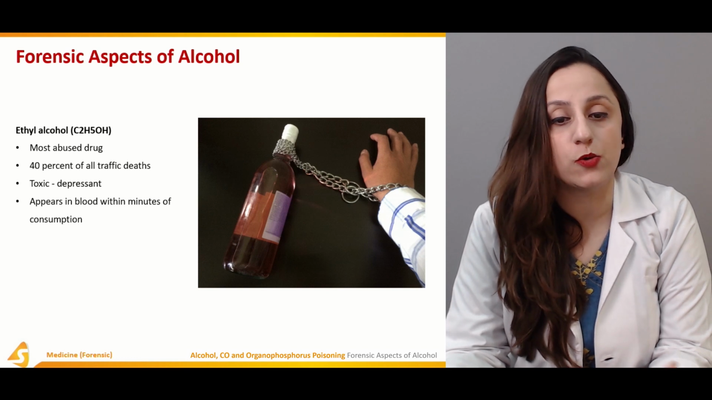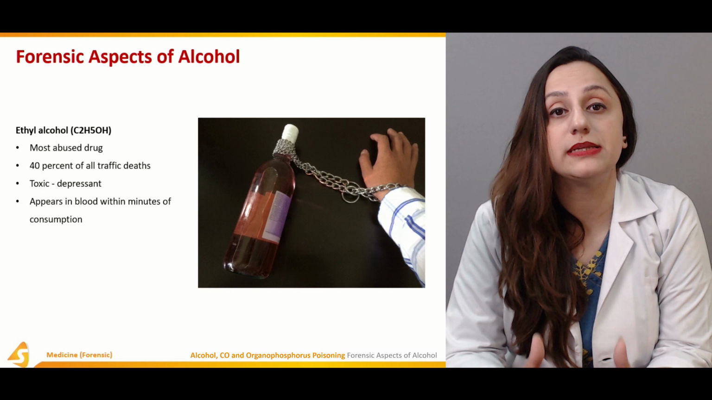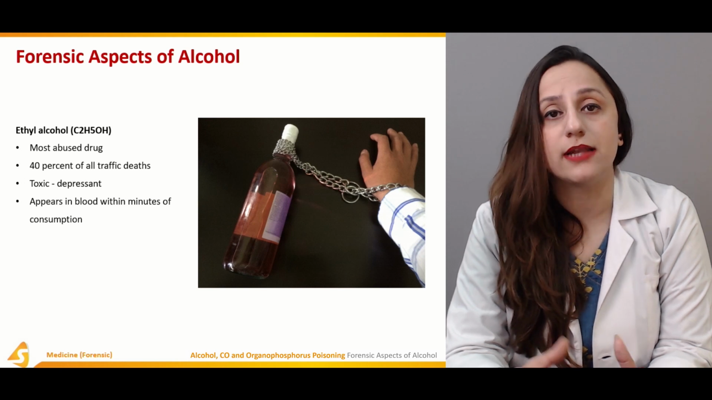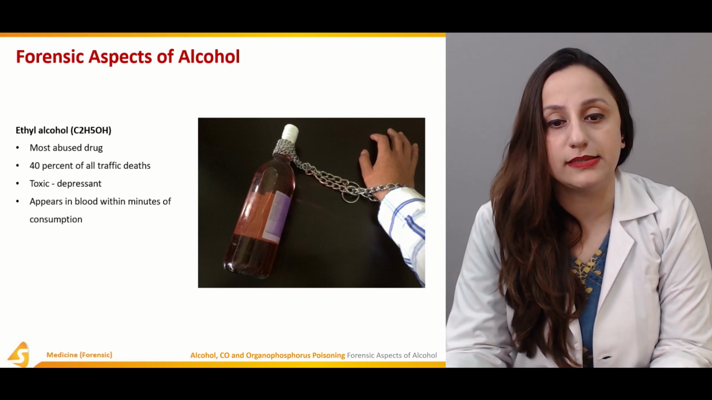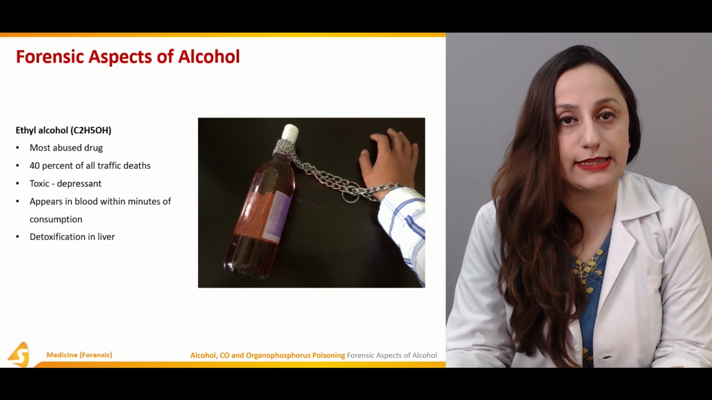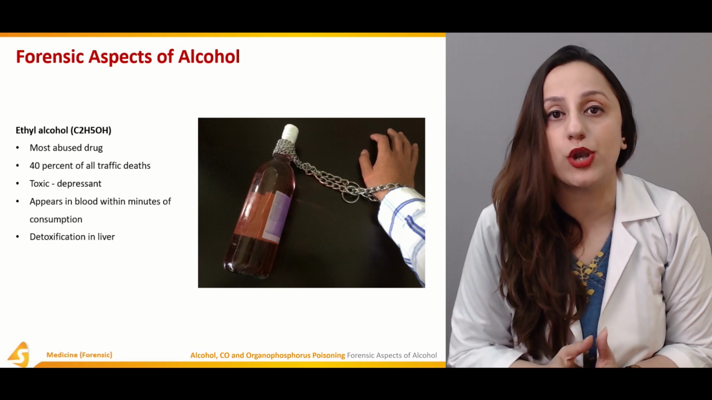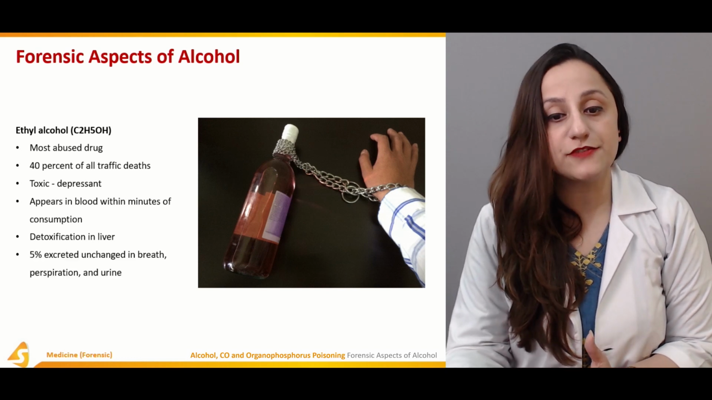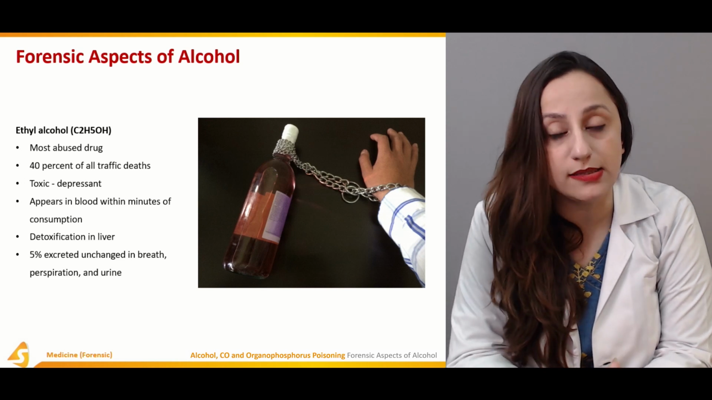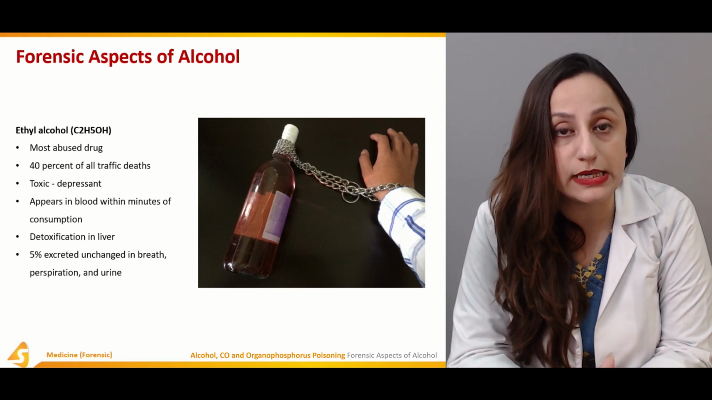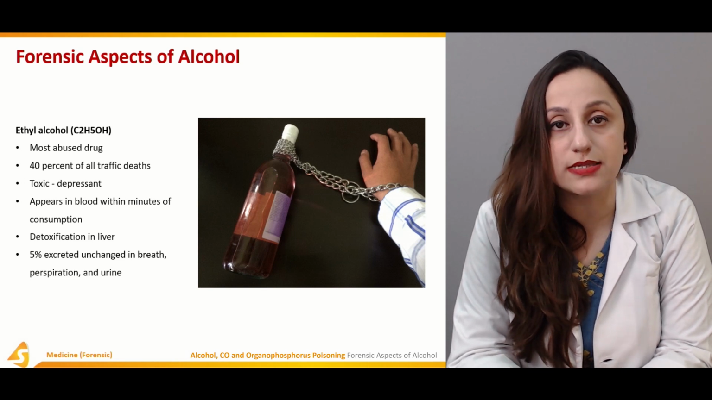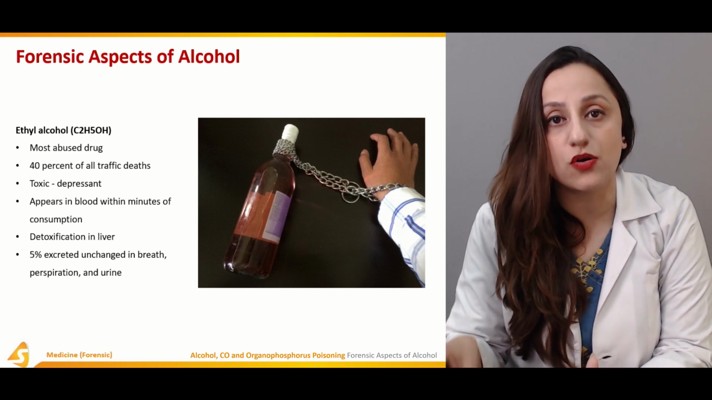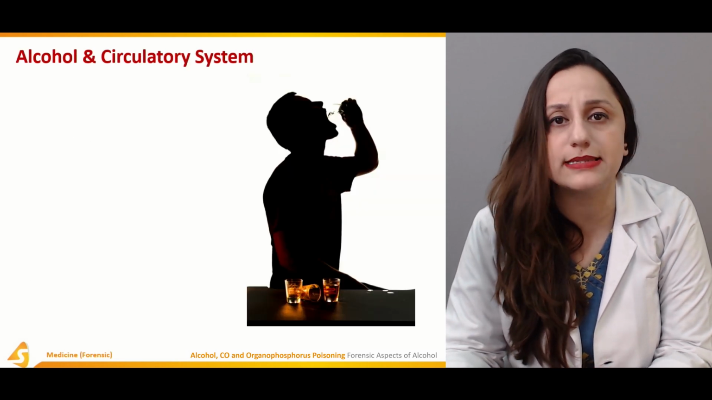Now, it appears in blood within minutes of consumption. So it can be detected in blood even minutes after consumption. It can easily cross the blood-brain barrier, and so the neurons are bathed in this alcohol and the effects are quite evident. Then the detoxification in the liver. As I was already telling you, the major metabolic organ is the liver, so we have to keep in mind that the detoxification also occurs in the liver. And 5% of it is excreted unchanged in the breath, in the perspiration, in the urine, and in the mammary glands. All of these are excretory routes, and we have to keep in mind that these can also be used for methods of detection of alcohol consumption or any states of drunkenness.